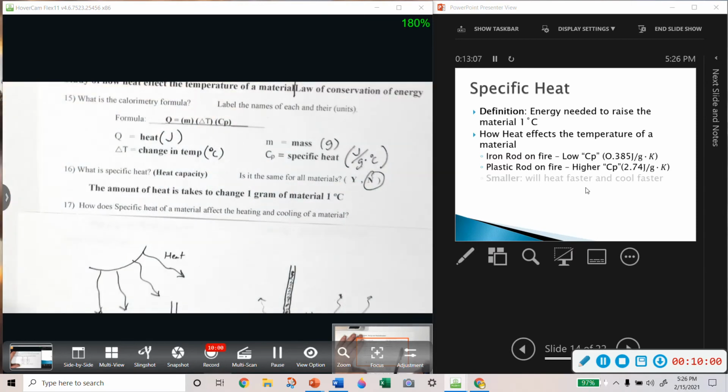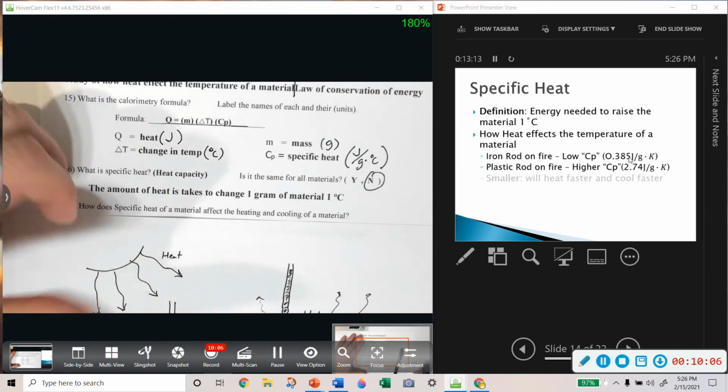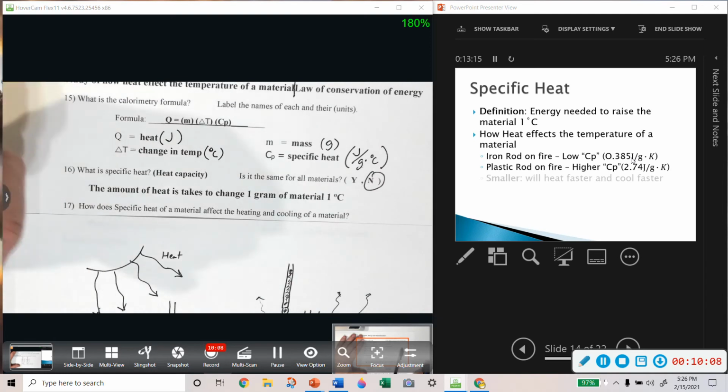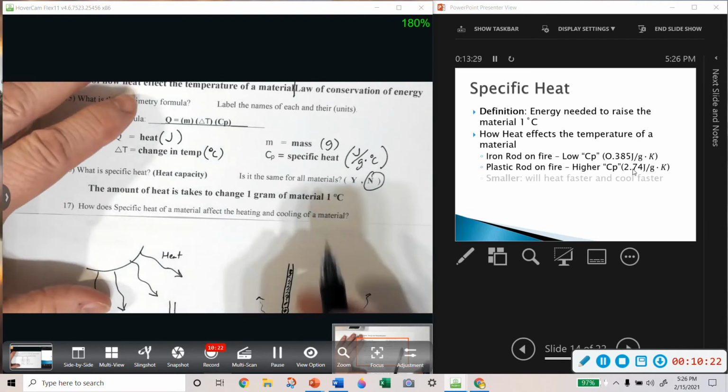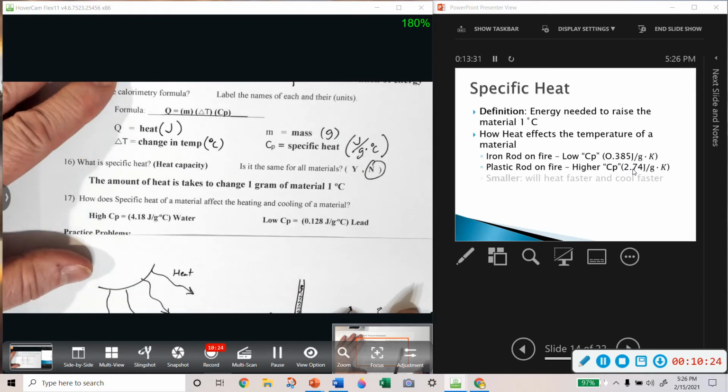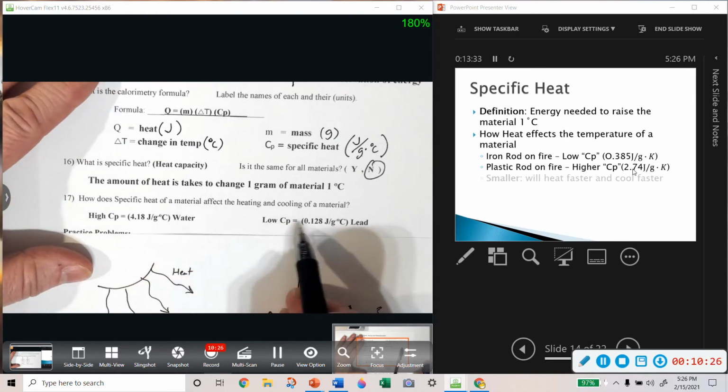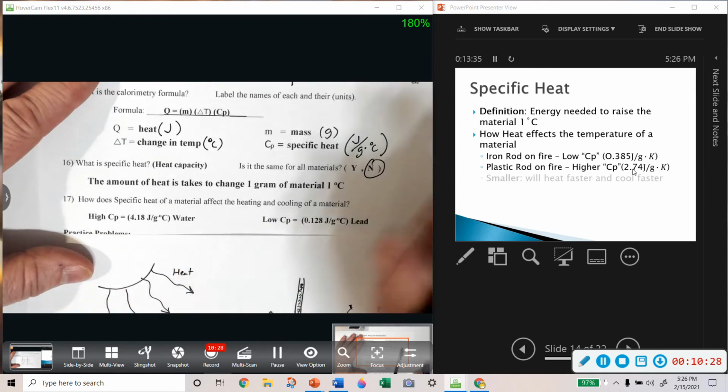So in your notes here to the right, I've got some other ones. Here's an iron rod, which has a CP of 0.38. And iron quickly heats up. That's why you can't hold a metal stick and poke it in a fire, because that metal will quickly get hot. But you can take a piece of plastic and poke it in the fire, and it will take a long time to get hot because it has a higher value. So here are some examples of some specific heats.